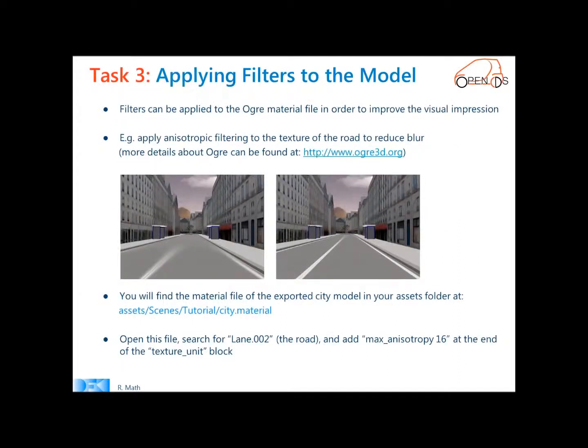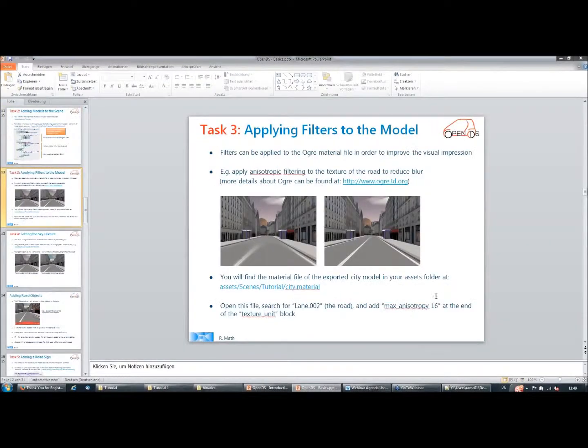Now the next step, we are applying filters. If you remember, when you started your simulation, it showed the picture on the left. There was this blurry line in the center of the road. And using the example of anisotropic filtering, I show you how to remove these blurry effects. So I do this, and you may follow me if you like.